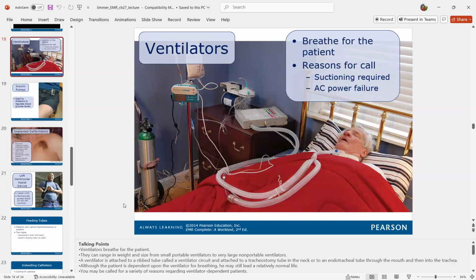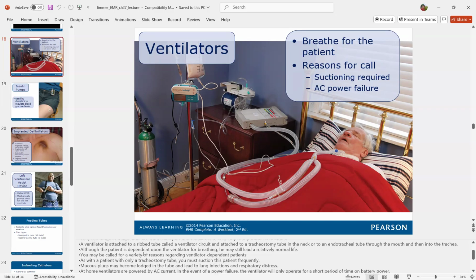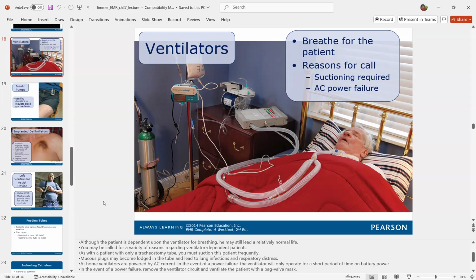Although the patient is dependent on that ventilator to breathe, they may still lead a relatively normal life. You may be called for a variety of reasons regarding ventilator-dependent patients. As with patients with a tracheostomy tube, suctioning these patients frequently is pretty common. Mucus plugs may become lodged in the tube and lead to lung infections and respiratory distress. At home, ventilators are powered by AC current, so in the event of power failure, the ventilator will only operate for a short period of time on battery power.